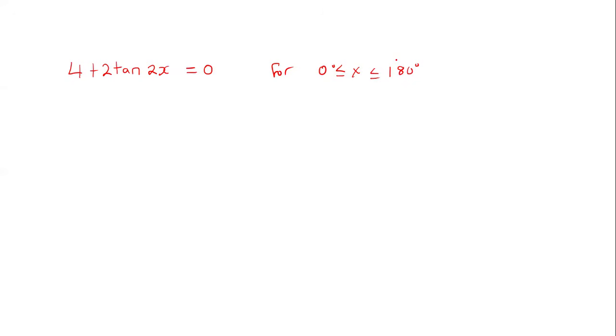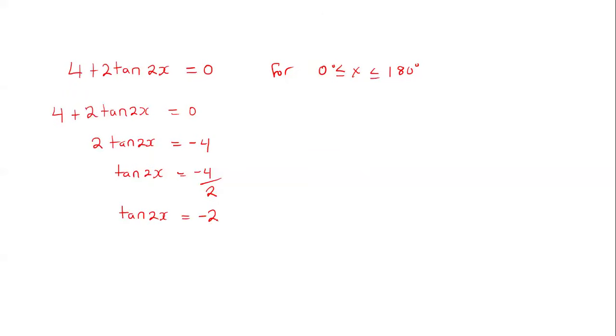And this is where I want you now to pay more attention. We need to be very careful here. So what are we going to have? Here we are going to have 2 tan of 2x. This is 4 plus 2 tan 2x is equal to 0. And therefore we shall have 2 tan of 2x equaling to negative 4. Then we remove our 2, so we shall have tan of 2x equaling to negative 4 divided by 2. And therefore we shall have our tan 2x equals to negative 2.